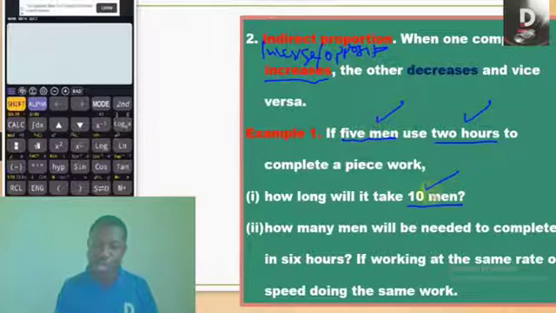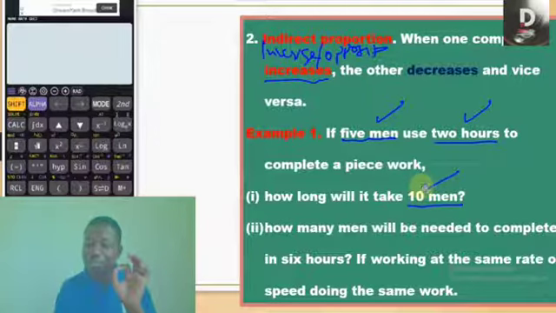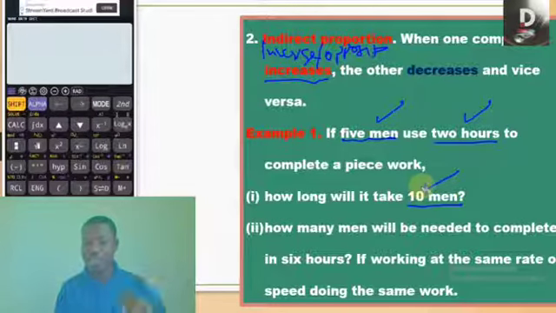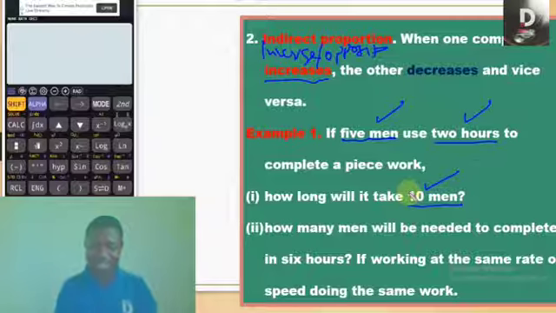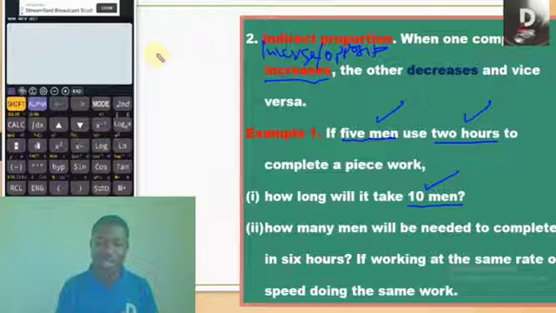So as the number of men increases to 10, the hours needed, that's the time needed to complete the piece of work, will reduce. So men increase and time reduces. Inverse, opposite direction. You get the picture? That is the key. So that is the analysis you must do. Alright, so let's write it. This is how you write it.